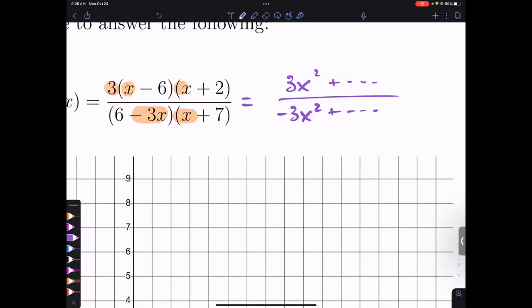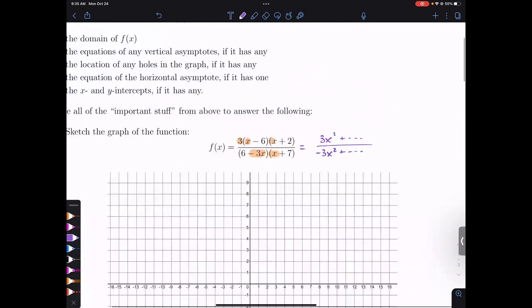So what does that tell you about horizontal asymptote? And y equals -1. Yeah, because looking at those leading terms, canceling, reducing, you get -3/3, which reduces to -1. So there's a horizontal asymptote of y equals -1.